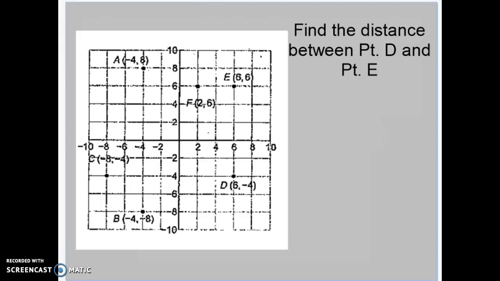Now, yes, you can always count, but what if the graph isn't given to you? You don't want to plot the points and then come back and count. So another way you can look at it is to pay attention to the ordered pairs. In this one, we're going to find the distance between D and E. So how far are those away? Yes, we can count, but we don't want to.